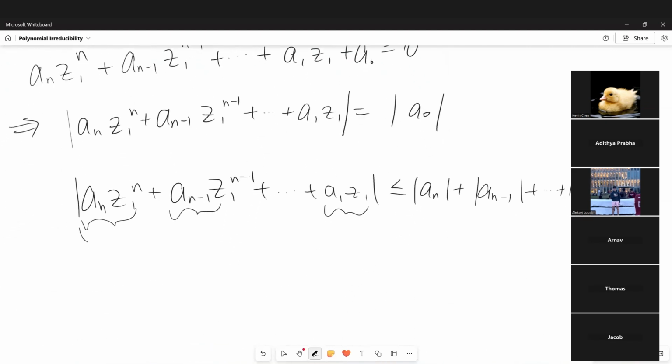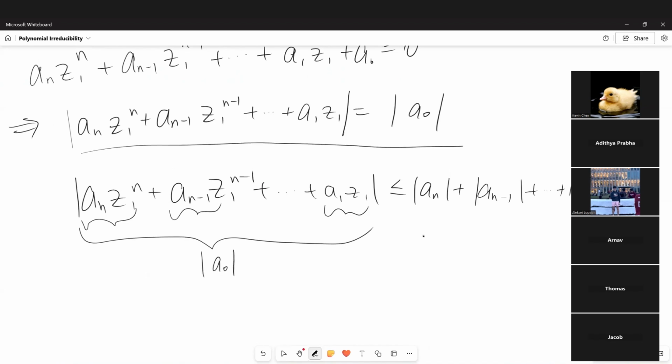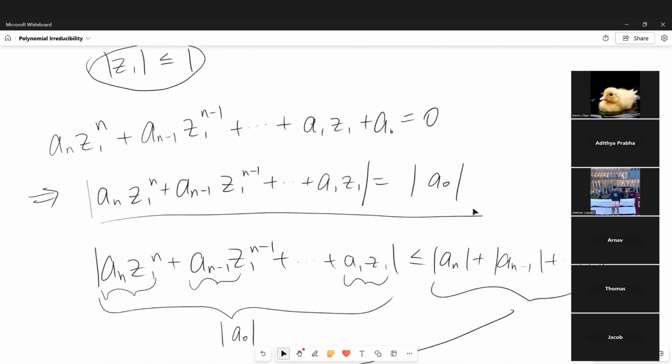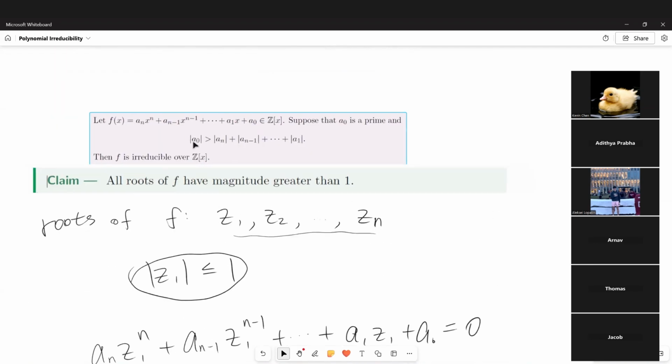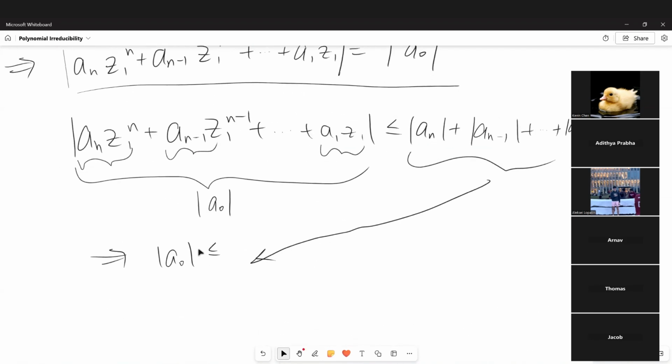And so this left-hand side over here, by the above equality, is just equal to a0. So that implies that a0 is less than or equal to this sum over here. However, in Ostrowski's criterion, we assume that a0 is greater than all of these. But over here, we obtain that a0 is less than or equal to the sum of all of these.